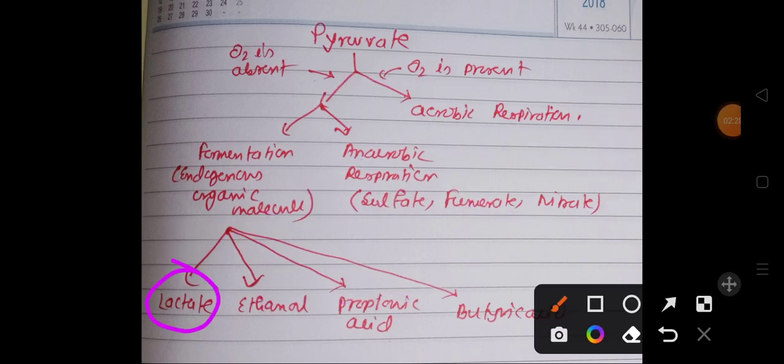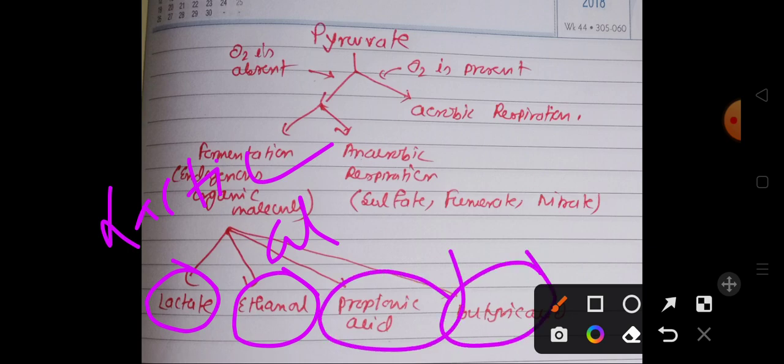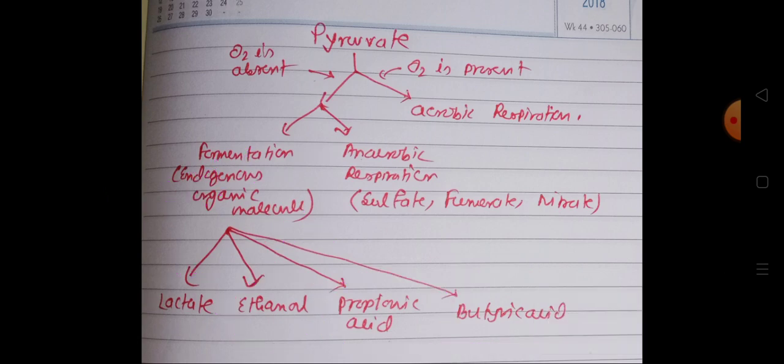For example, lactate can be formed. If lactate is formed during fermentation, we will call it lactic acid fermentation. If ethanol is formed, we will call it alcoholic fermentation. If propionic acid forms, butyric acid may also form. So that is the idea of basic fermentation.